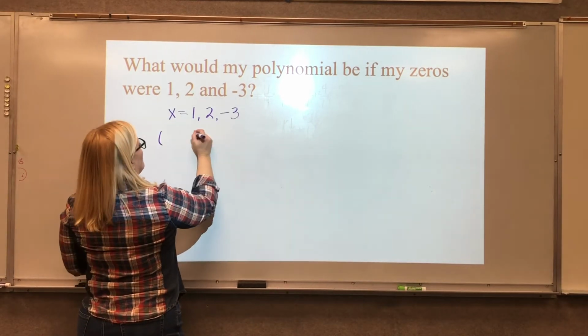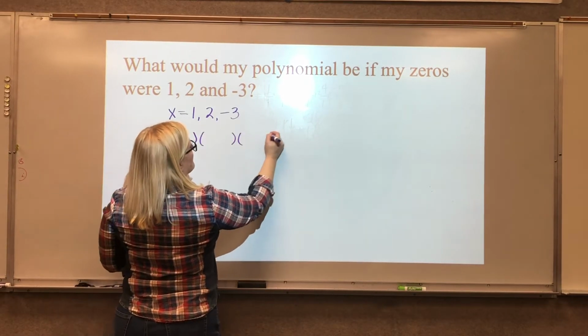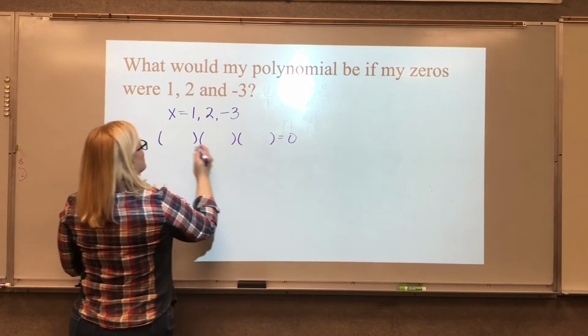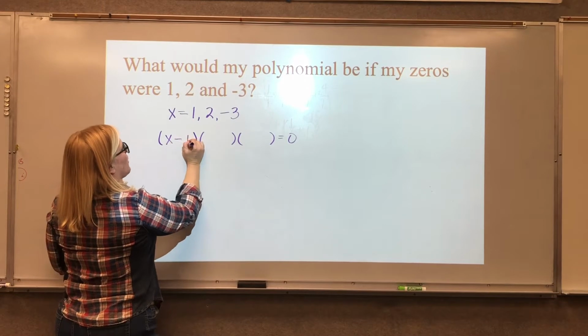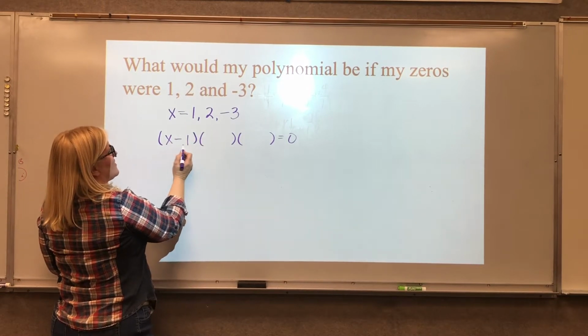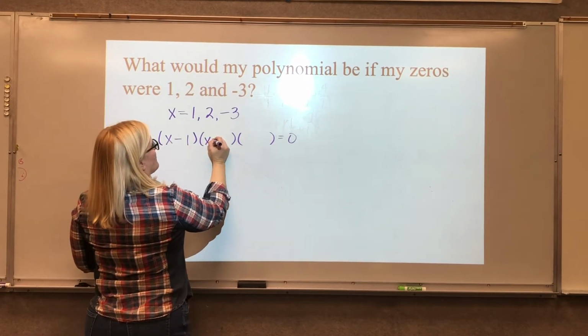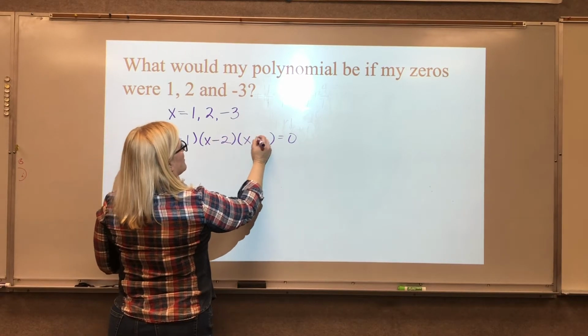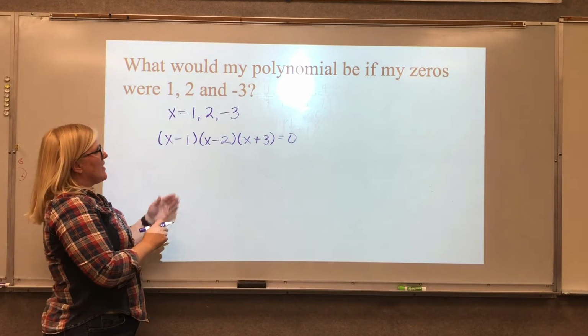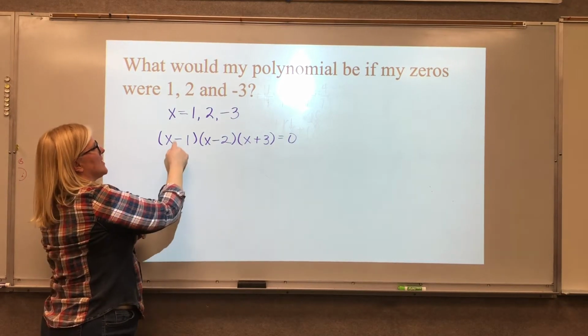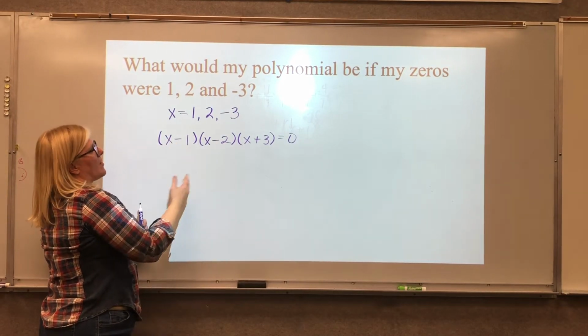Well, we had these. So it's basically the opposite. So x minus 1, right? Because if x is 1, this would make this 0. We have x minus 2 and x plus 3. Okay? So hopefully you can see back and forth where these are coming from.